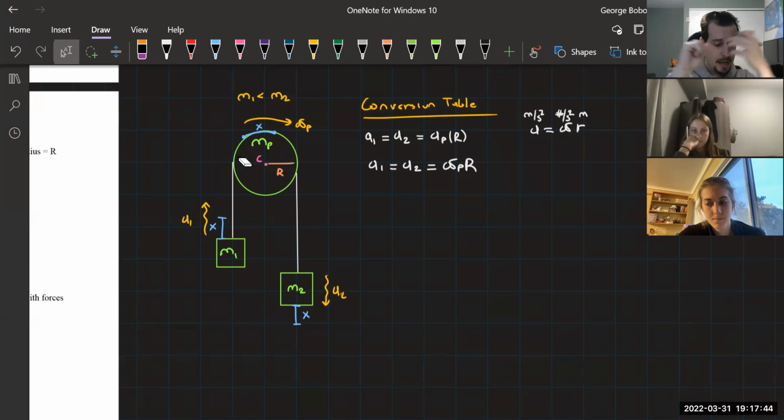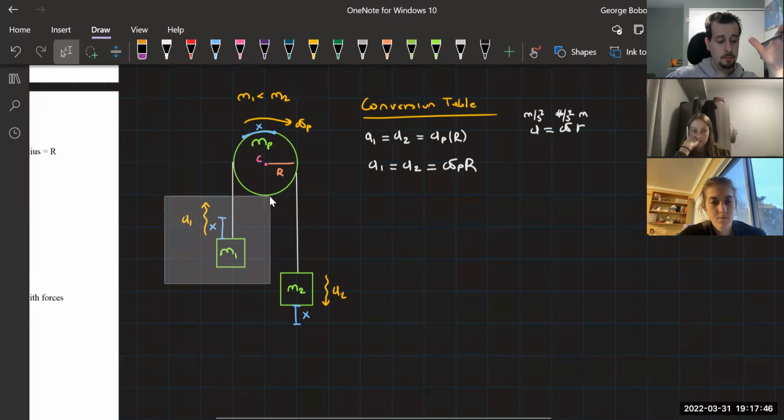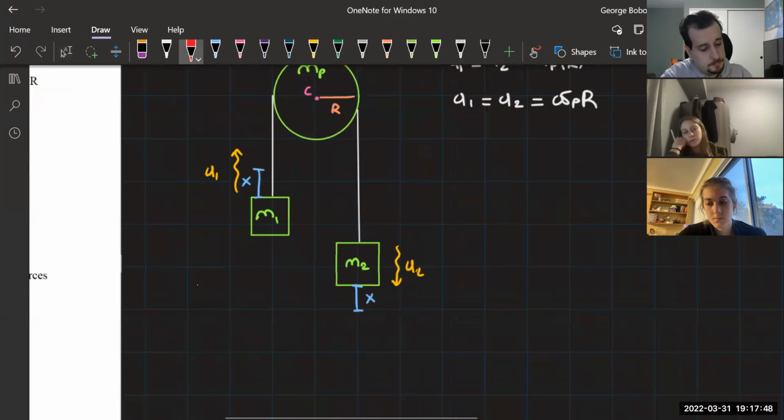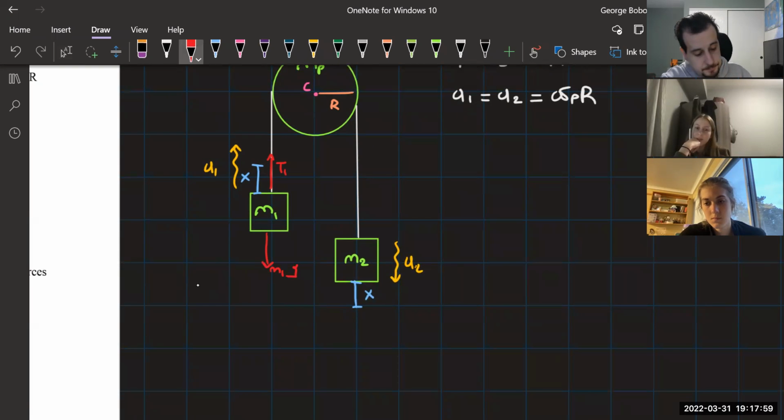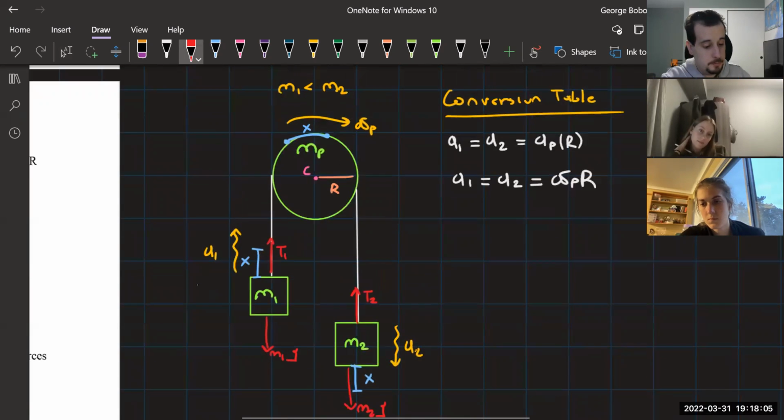Give me some forces that are acting, let's say on M1 right now. Tension and gravity. What about the other mass? Same thing. And gravity, yeah. And what about on the pulley? The 2 different tensions. We have 2 tensions. They are the reaction forces to the ones that are acting on the boxes.